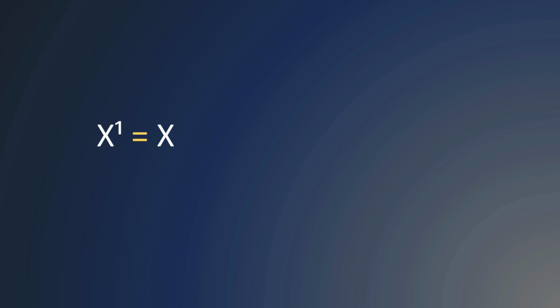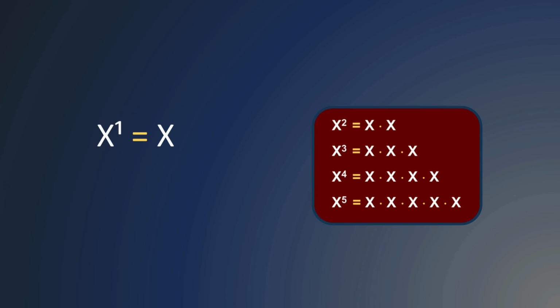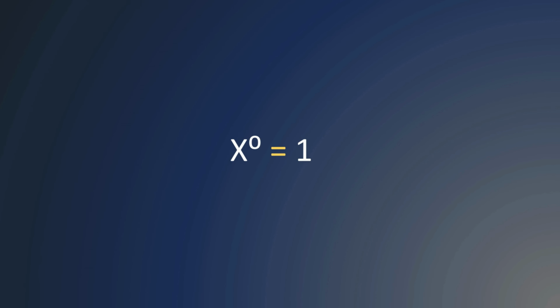It might seem obvious, but let's think about why this makes sense. If an exponent tells you how many times to multiply a number by itself, then x to the first power means you're multiplying x by itself exactly once. And multiplying something by itself once is just the number itself. So, x to the first power equals x. Simple, right? Now, let's move on to the second law.